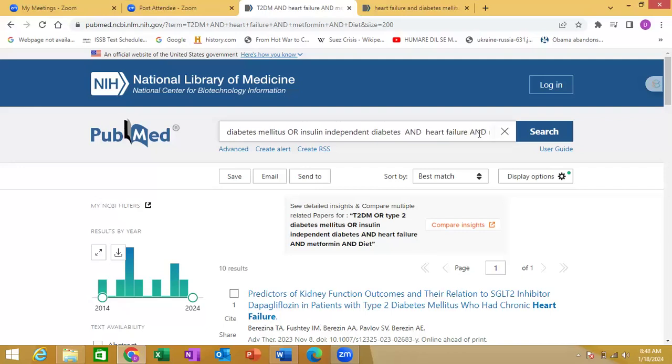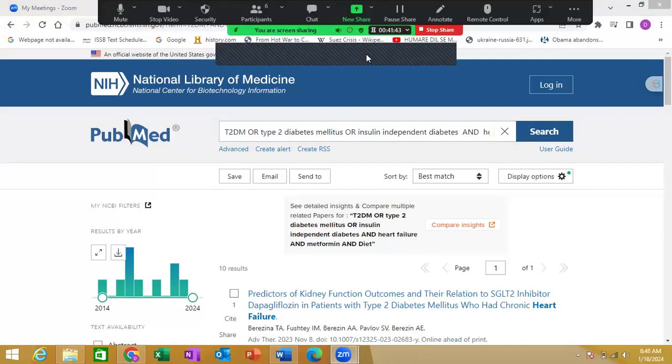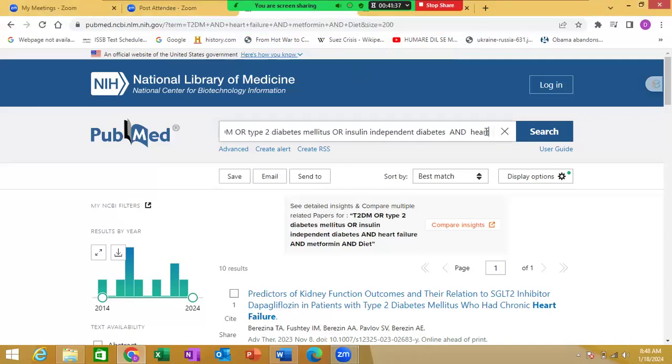Now, diabetes and heart failure are separate entities. So I have put AND between diabetes and heart failure because they are separate terms. But again, I want to explore more on heart failure. Heart failure is the basic concept. I'm putting another OR with heart failure and giving an abbreviation, HF, which is also common in literature. You will find it. HF also means systolic heart failure. Now I have given two terms for heart failure.